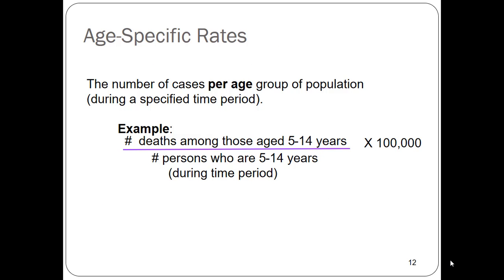Age-specific rates. The age distribution of a population is the single most important characteristic influencing mortality. Thus, we are often interested in looking at specific age groups, for example, deaths among those aged 5 to 14 years old. And that would be divided, if we're looking at age-specific rates, by the number of people who are 5 to 14 years old, and multiplying by 100,000.